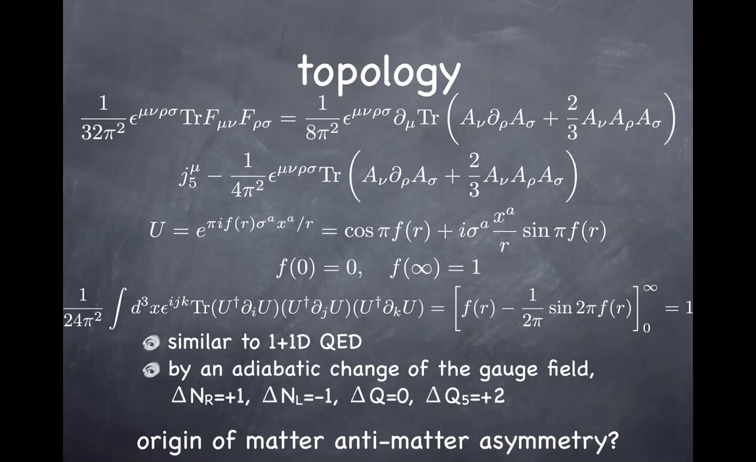As I said, this is rather similar to the case of one-dimensional QED, where you had a gauge transformation that winds around U(1) an integer number of times. How many times you wind around corresponds to how much change there is in the number of right-mover particles and the number of left-mover particles. Hence, the difference changes by 2, and that has to be an integer. And that's what we observed there.